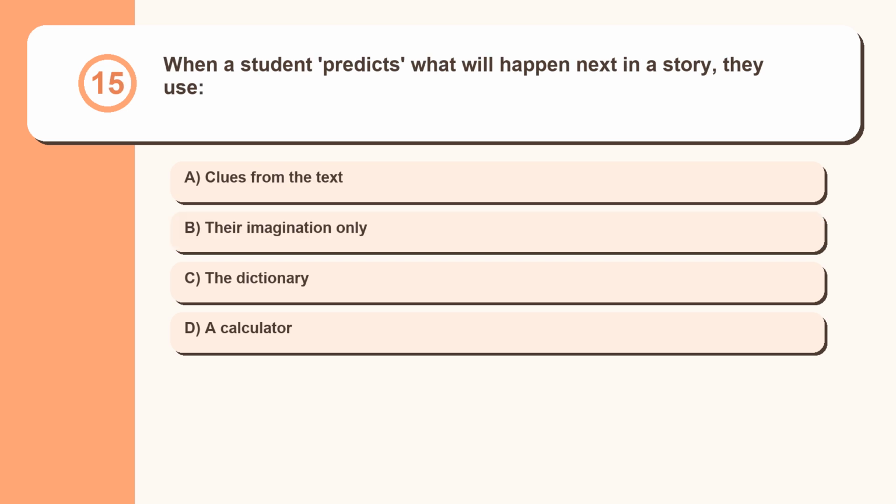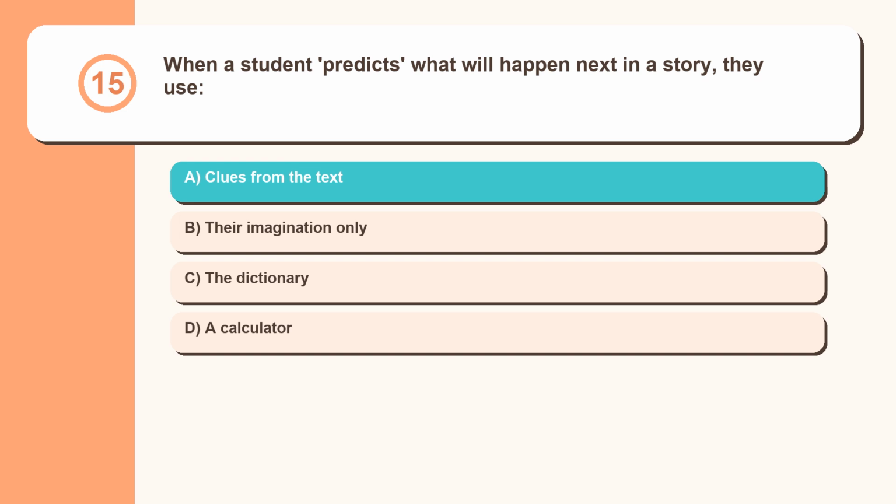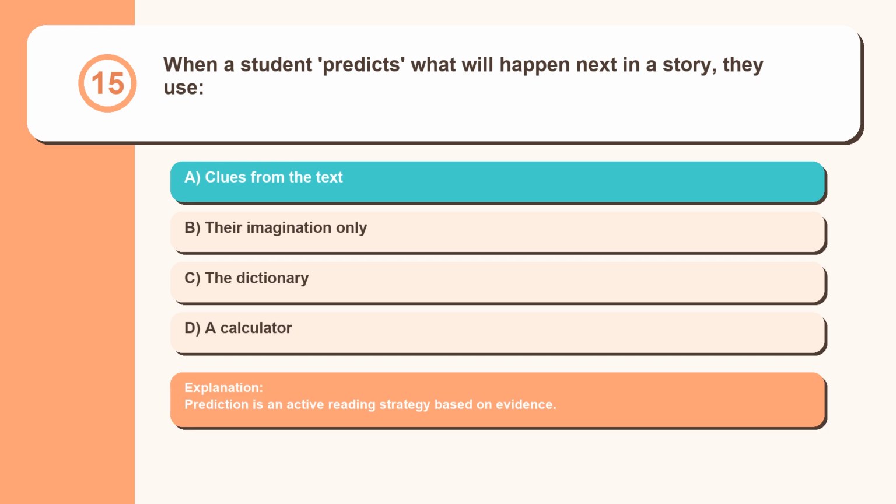Question 15. When a student predicts what will happen next in a story, they use clues from the text, their imagination only, the dictionary, or a calculator. Prediction is an active reading strategy based on evidence.